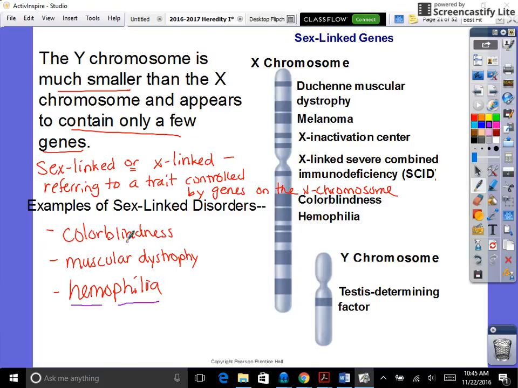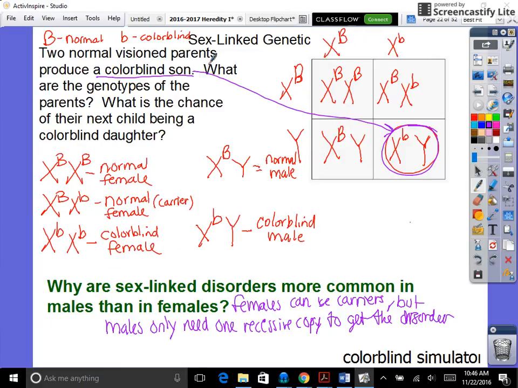All 3 of these follow a recessive pattern. So if you inherit the recessive allele for each of these, that's when you would be affected by the disorder. Let's take a look, and I want you to focus in on this area first. We made a key for color blindness, where normal is if you have the dominant allele. If you have the recessive allele, which is a little b, that's colorblind.